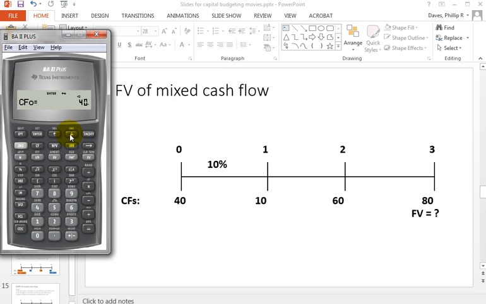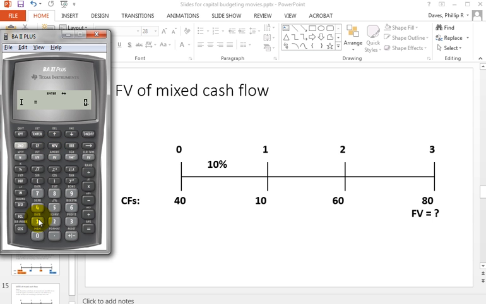And now let's page through and make sure that we have the right inputs. We have 40 for cash flow 0. Cash flow 1 is 10. Frequency of 1 is 1. Cash flow 2 is 60, that's correct. Frequency of 2 is 1. Cash flow 3 is 80. Frequency of 3 is 1. And then we don't have a cash flow 4 and we don't have a cash flow 5, and so we're done. So what we want to do is calculate the NPV, the present value of all of these cash flows. And so to do that, we hit the NPV button.